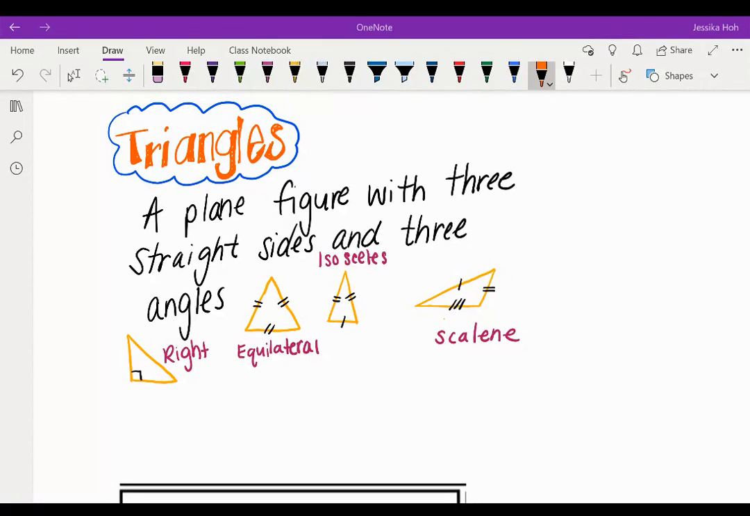So a triangle is a plane figure with 3 straight sides and 3 angles. Last year you talked about the different kinds of triangles. Your first one I have is a right triangle. The second one is equilateral with all 3 sides the same. Isosceles triangle has 2 sides the same, and then scalene, all 3 sides are different. You can notice that I marked them with little tick marks to represent the lengths of each of the sides. If they have the same amount of tick marks, that means they're the same length.